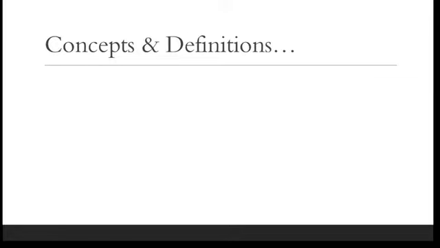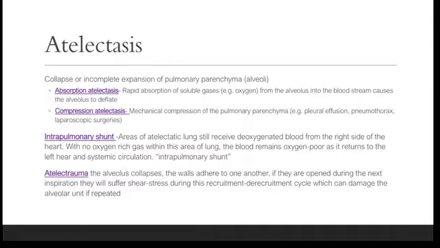And before we go into it, I'm just going to give a couple of definitions and concepts that the papers focus on, just to make it a little bit easier for the understanding if people aren't too familiar with these terms. So the first one is atelectasis, which is complete collapse or incomplete expansion of the pulmonary parenchyma, notably of the alveoli, the gas exchanging unit.